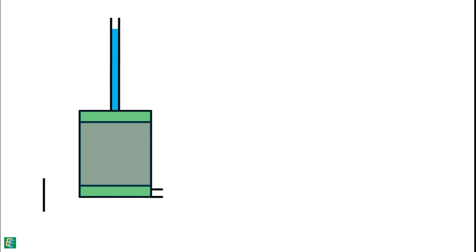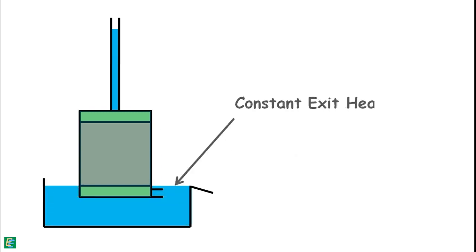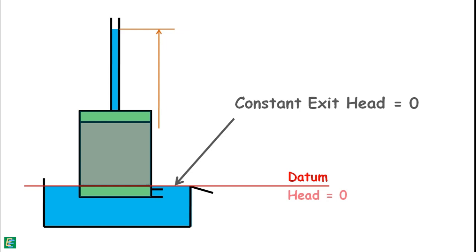But if we place the instrument in a tub-like container full of water, its exit head will become constant. Also, if we consider the exit head or water level of the container as the datum, then the datum head is 0, so the exit head is also 0, and the initial head of the water level in the standpipe from the datum is, say, H1.